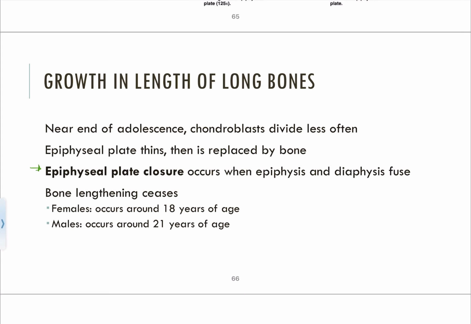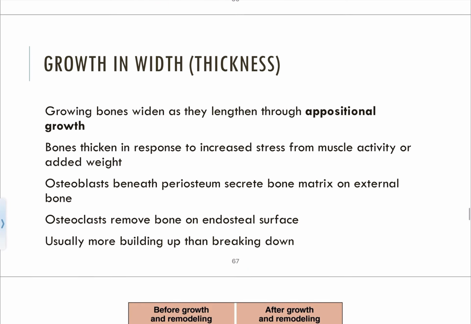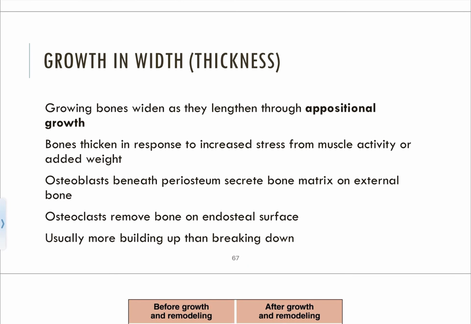So when does this happen? Like I mentioned previously, it depends on what gender you are. For females, it occurs around age 16 to 18, and males around 21. So that was all about growth in length. And again, that only happens during adolescence and as long as you have cartilage at your epiphyseal plate. However, when we talk about growth in width or thickness or appositional growth, this occurs throughout our entire lifetime.